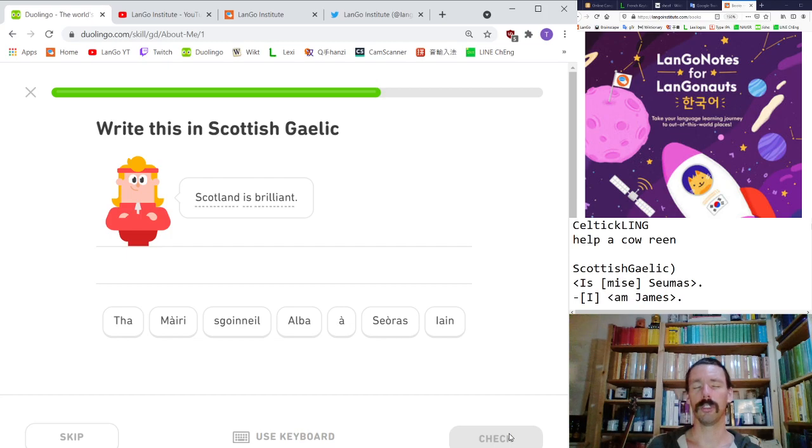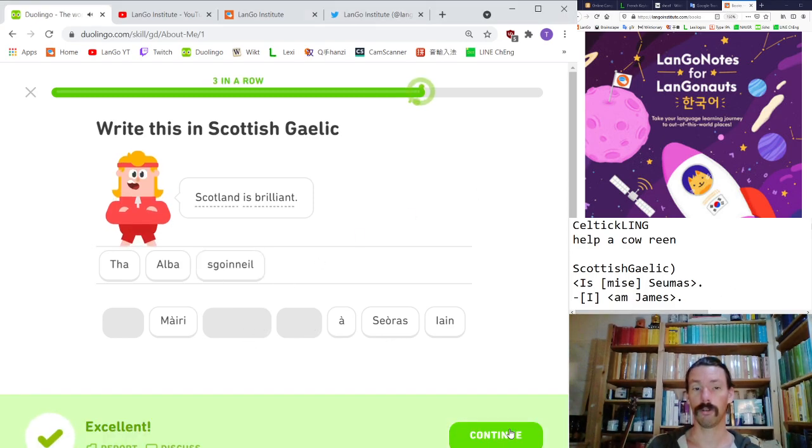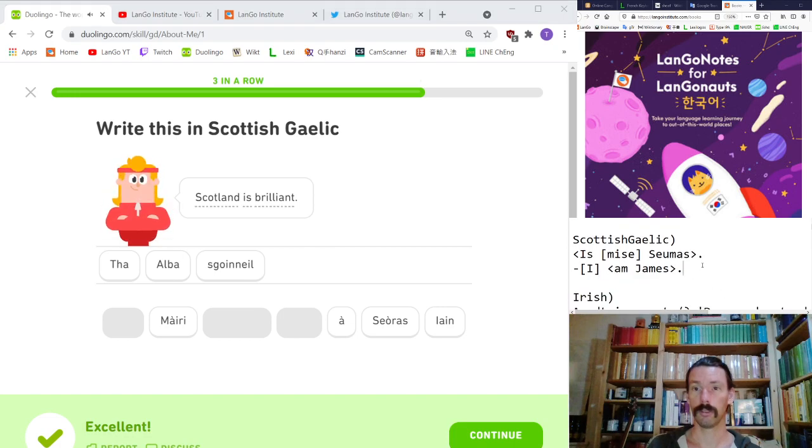Scotland is brilliant. Yeah, it was Alba. Tha Alba... Let's find out. So tha and the final brèagha, they make up the verb phrase here. Alba means Scotland, is the subject.